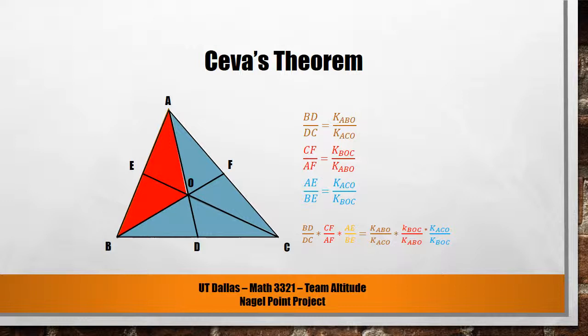So let's put these three ratios into the same equation. BD divided by DC times CF divided by AF times AE divided by BE equals the area of ABO divided by the area of ACO, times the area of BOC divided by the area of ABO, times the area of ACO divided by the area of BOC, which we can cross out, since the triangles ABO, ACO, and BOC cancel, and we get the answer of 1. So we just proved Ceva's theorem.